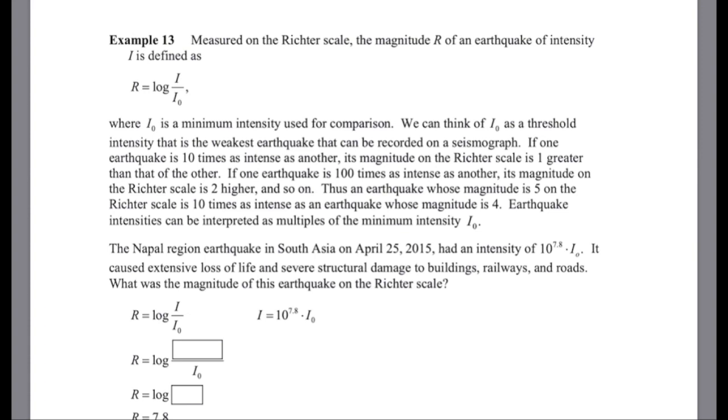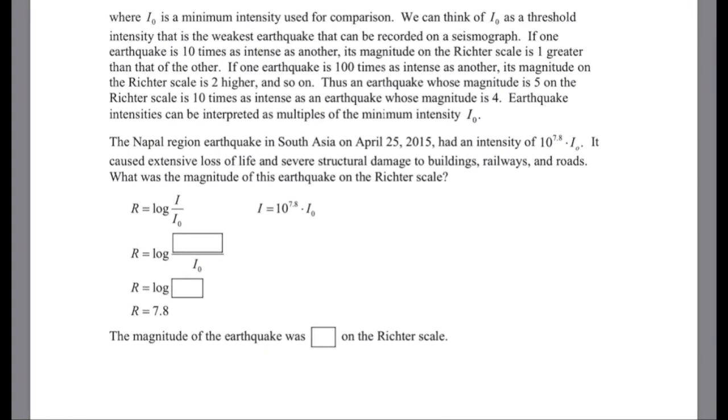Let's say that the Nepal region in South Asia on April 25th, 2015 had an intensity of 10 to the power of 7.8 times I sub 0. It caused extensive loss of life and severe structural damage to buildings, railways, and roads. What was the magnitude of this earthquake on the Richter scale?